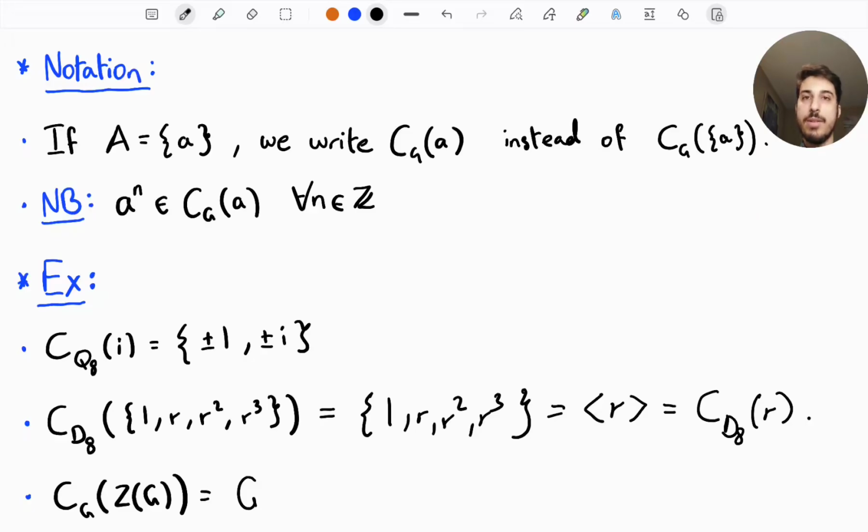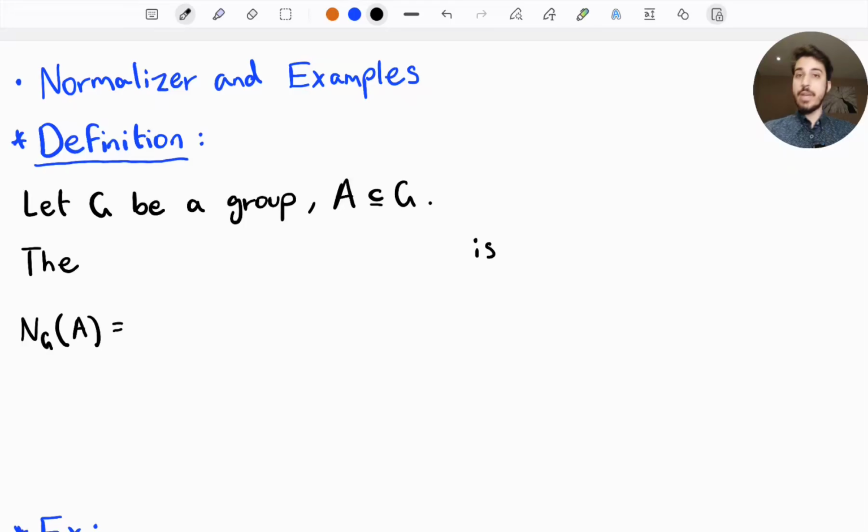Okay, now that we've seen the definitions and examples on centers and centralizers, it is time finally to talk about normalizers.